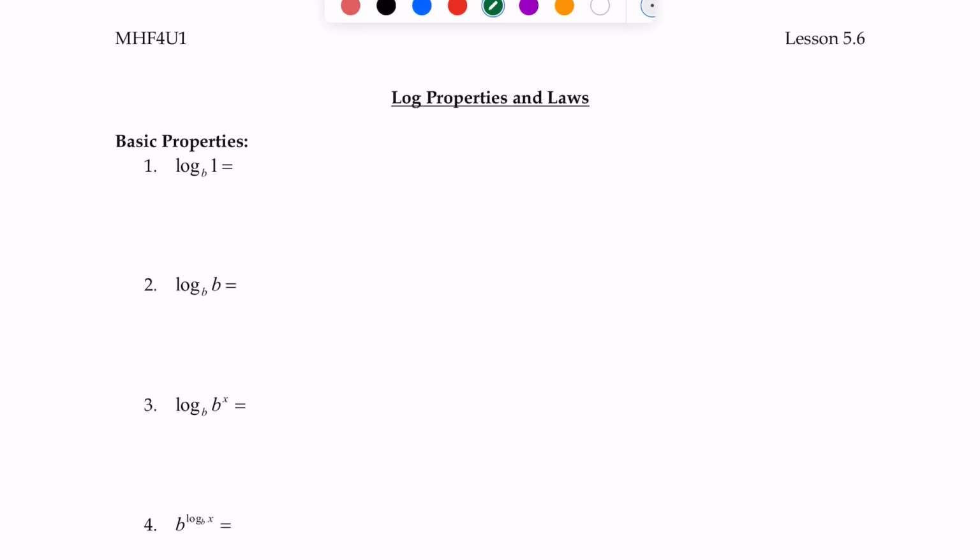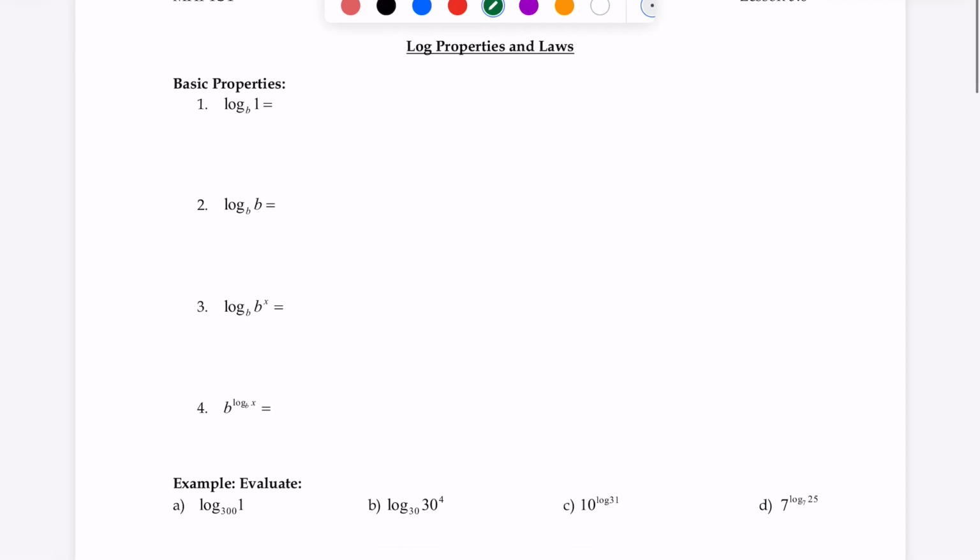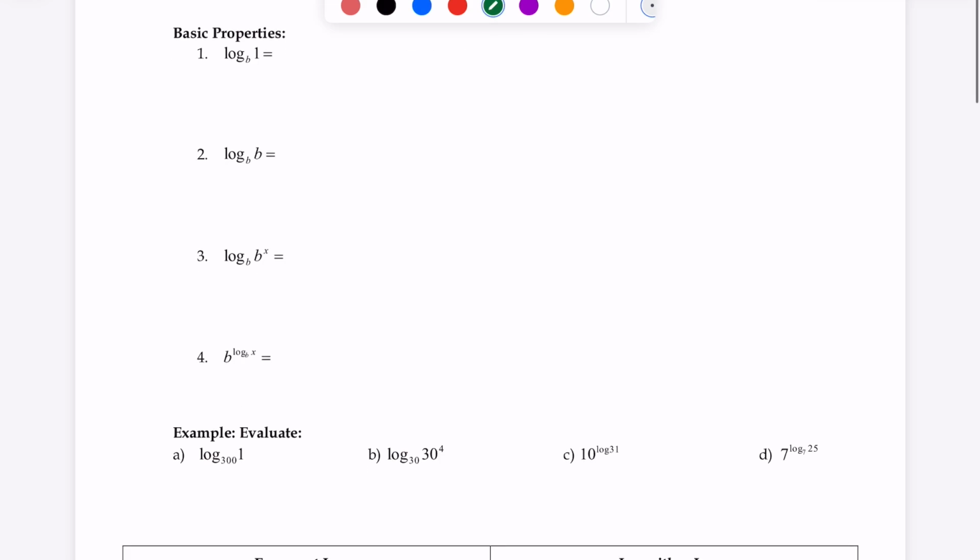Okay, lesson 5.6, log properties and laws. Today's lesson is going to be similar to what we did in the beginning of Unit 5 when we talked about the different rules with exponents. When we went through and looked at when you multiply exponents, when you add exponents, those types of properties exist for logs as well. It's just another type of function. It has its own rules. So we're going to go through some basic properties and then look at an example of applying those basic properties.